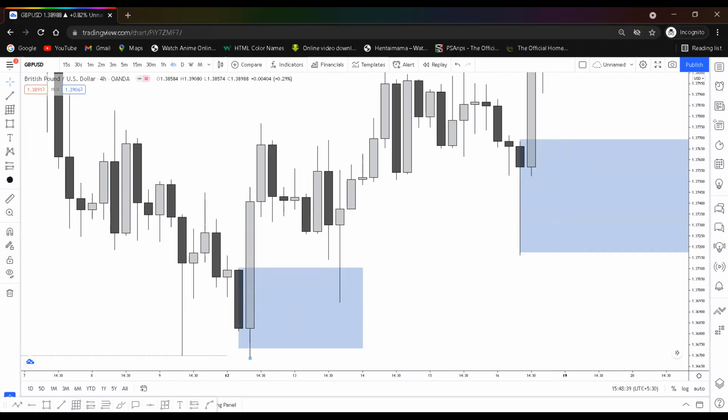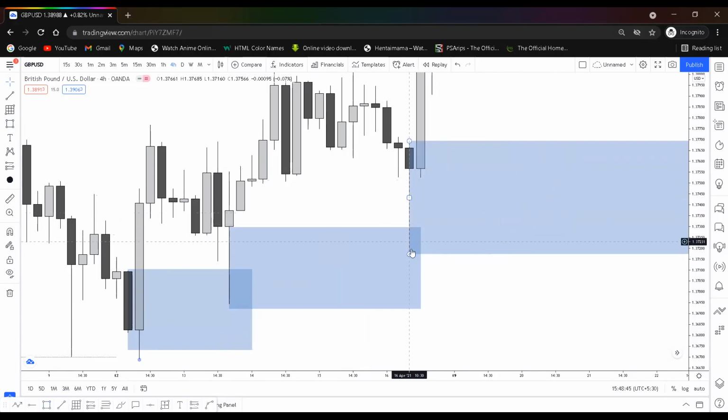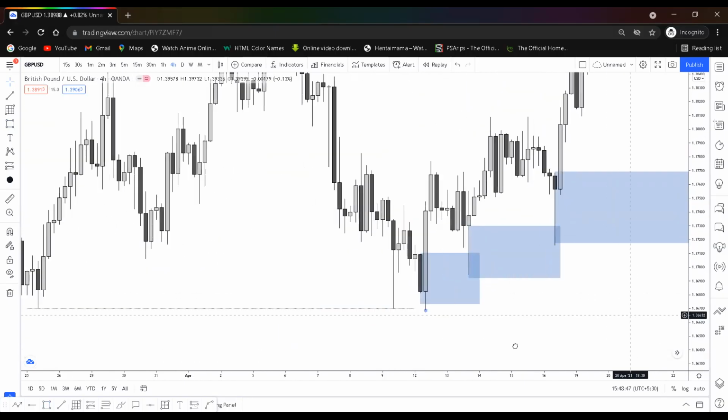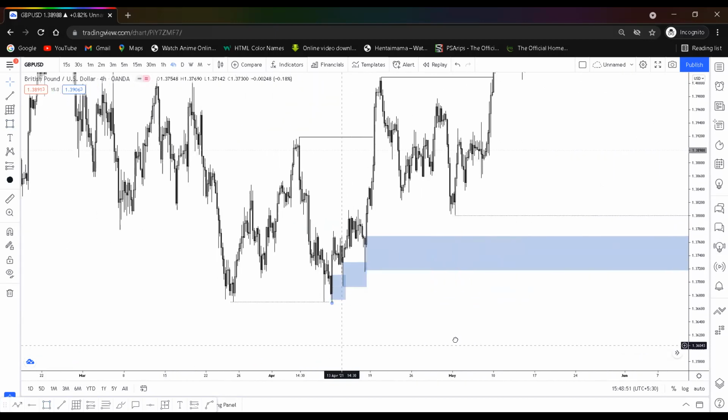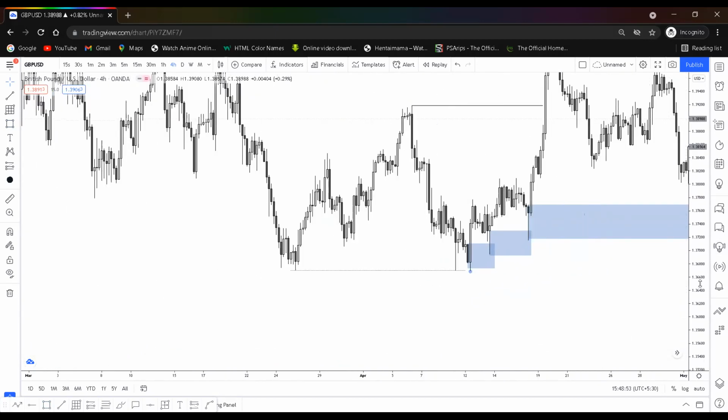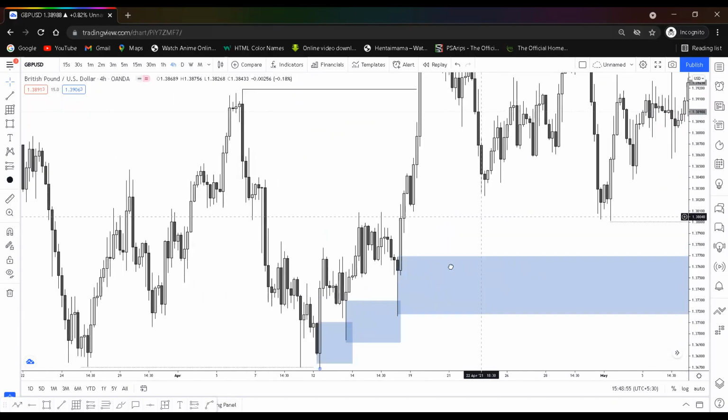You see that? This wick is what mitigated this right here. So then it came back down, and then it went back up. You see how there's order flow now. Now there's order flow. Perfect. Thanks. Okay, and the next thing is, I'll teach you.